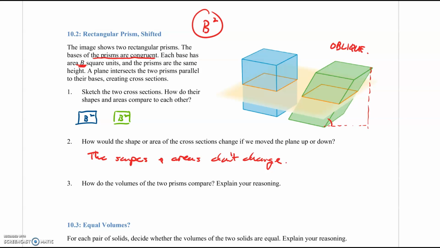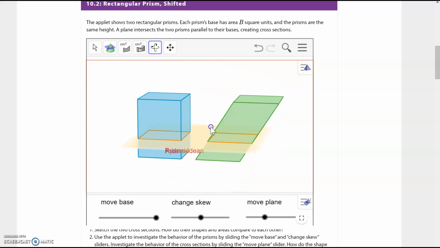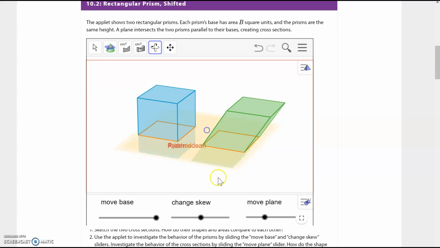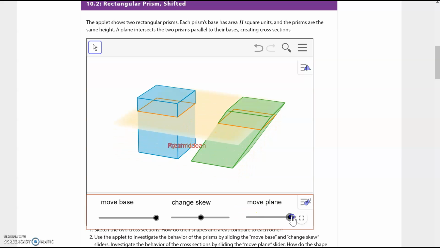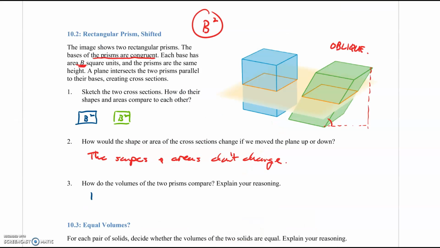If we think of each one of these cross sections, as we move these planes up and down, as being like one of the quarters in a stack, notice that since they have the same height, they have the same number of cross sections. And if they have the same number of cross sections, that means the volumes are the same. So now we can say the volumes are the same.